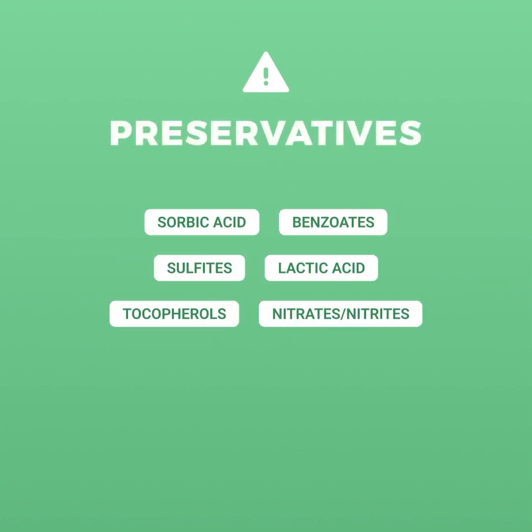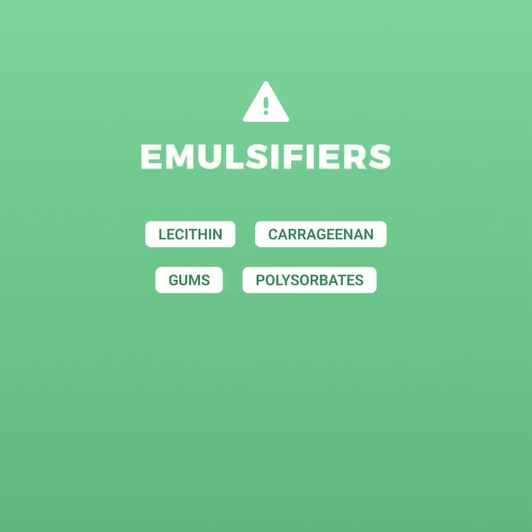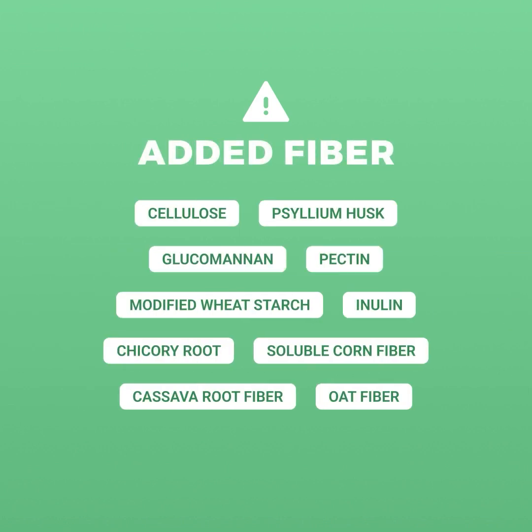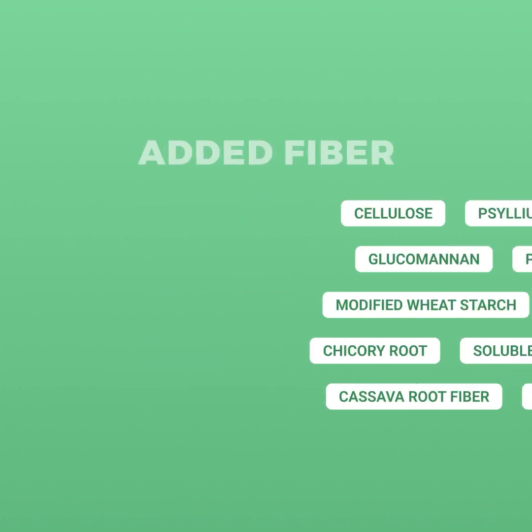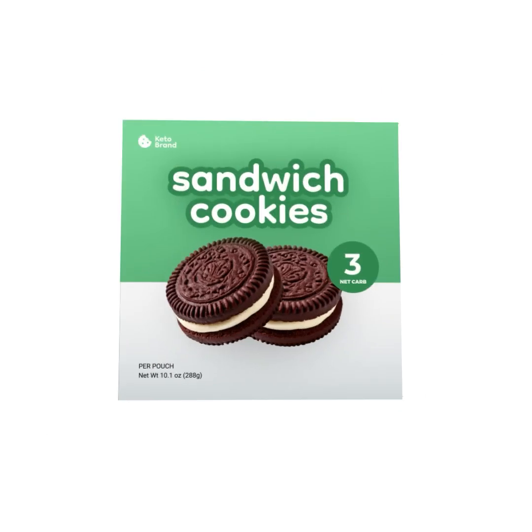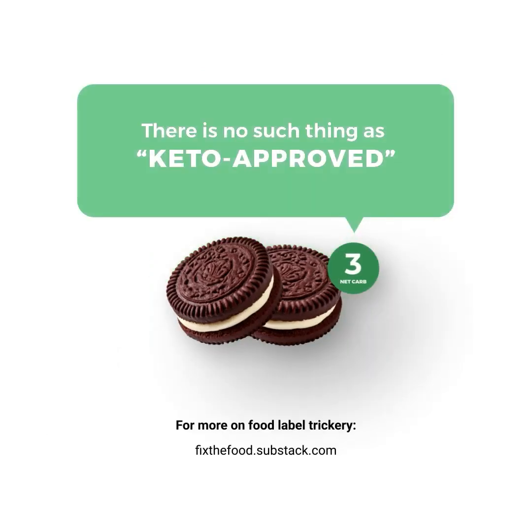Preservatives, added to prevent spoilage and oxidation. Emulsifiers that thicken and prevent separation. Seed oils that are inexpensive but inflammatory compared to animal-based fats and olive/avocado oils. Added fiber that's included to offset carbs. Finally, if you have food sensitivities, you'll want to take note of the allergen statement, usually included at the end of the ingredients list. On the front of the package, you may see claims like no sugar added or keto approved. This is only marketing language and there is no regulation of these kinds of statements.